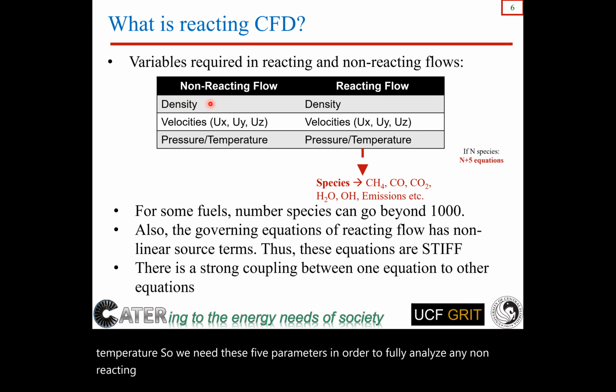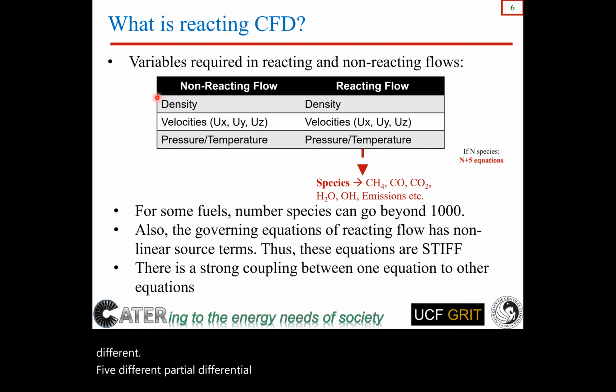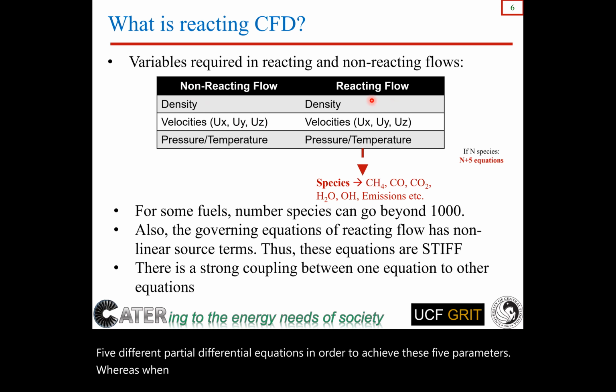So if you take a CFD simulation, then we actually have to solve 5 different partial differential equations in order to achieve these 5 parameters. Whereas when it comes to reacting flow, along with these 5 parameters, we have to solve another n number of equations. What is this n?